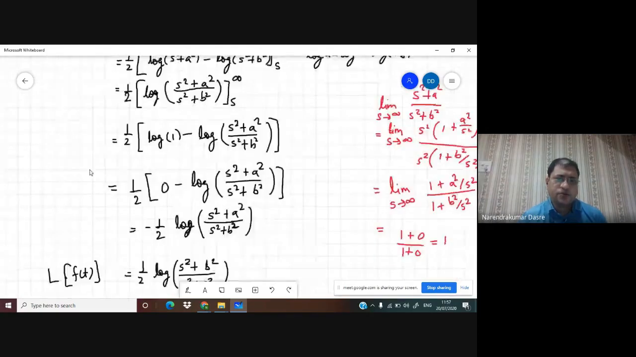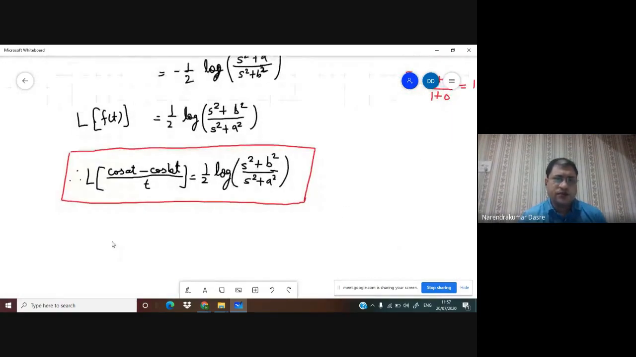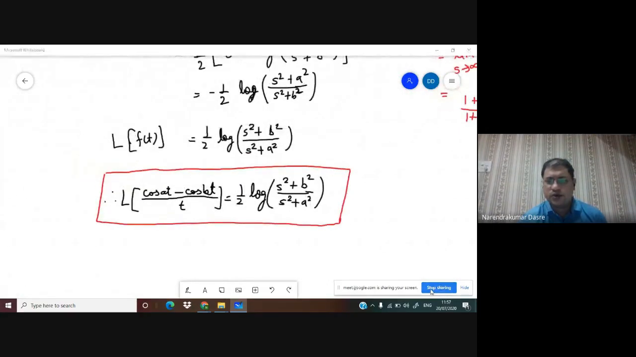Okay, so I hope you don't have any doubt in this example. So do you have any doubt in this example?